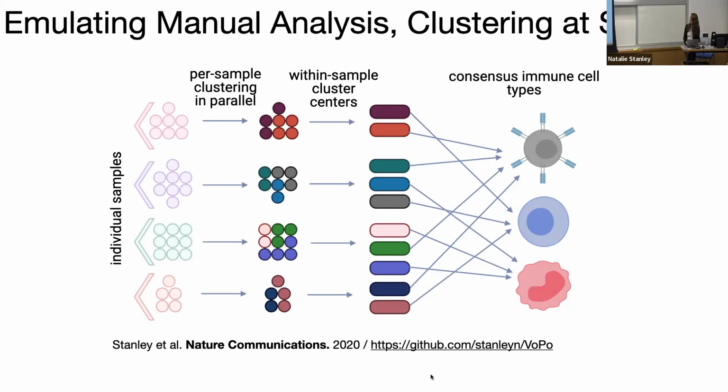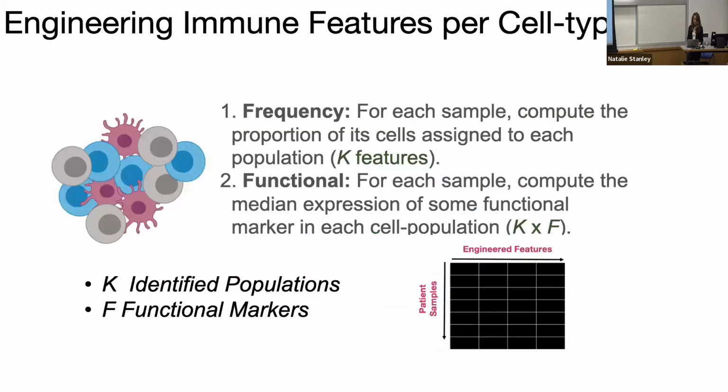So these produce things that we're used to, like T cells, B cells, monocytes, macrophages, assuming you started with PBMCs or whole blood. But really, what comes out is a bunch of consensus cell types that were detected across all of these individual samples. So once we have those cell types, we can engineer 2 types of features to emulate what we would have done with manual analysis.